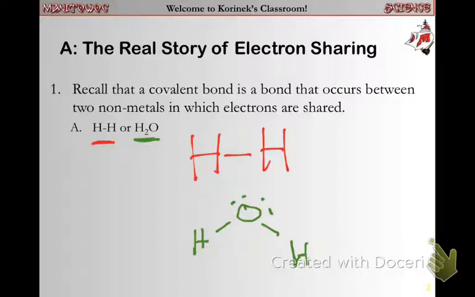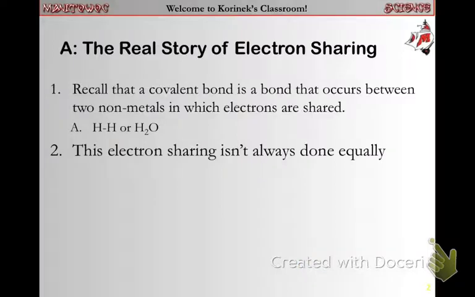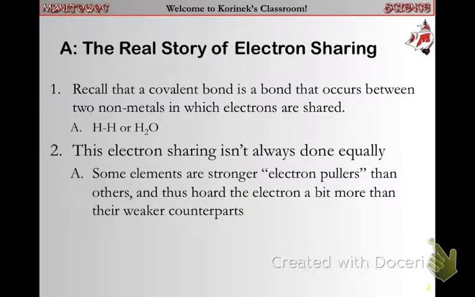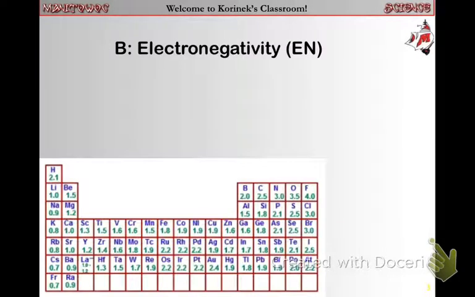So each one of those lines represents the sharing of a pair of electrons. Now, the real story comes into the fact that this electron sharing is not always done equally. Some elements are stronger electron pullers than others, and thus hoard the electron a bit more than their weaker counterparts. So we got to take a look at which elements are strongest and which ones are weakest.